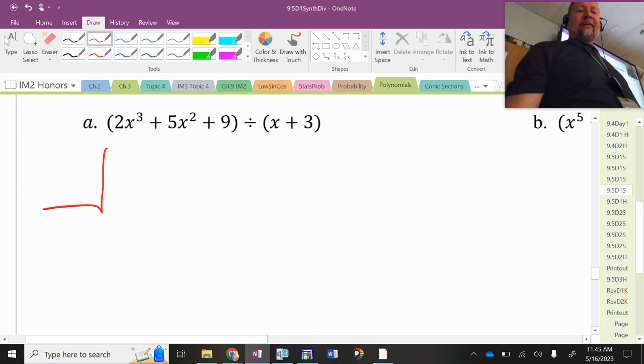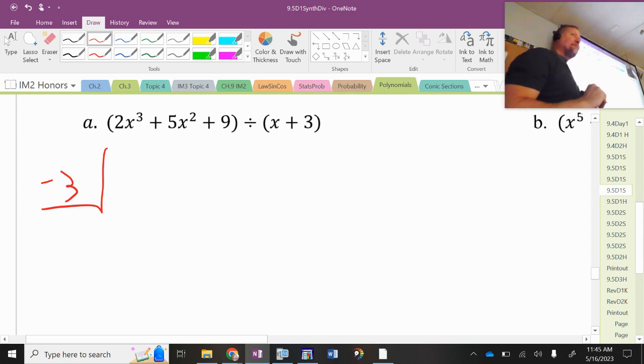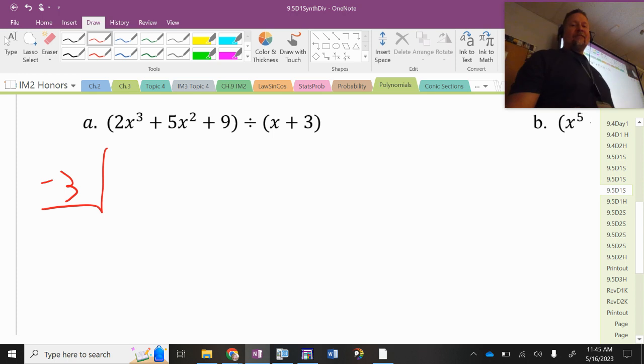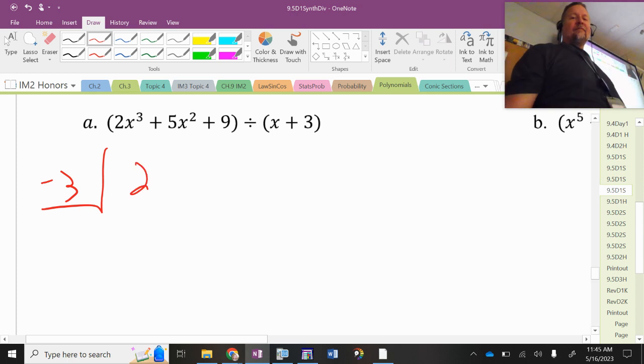Calvin, what goes in a blank? And then do the next part. Okay, get ready for this. 2, 5. Holy crow. And then what?